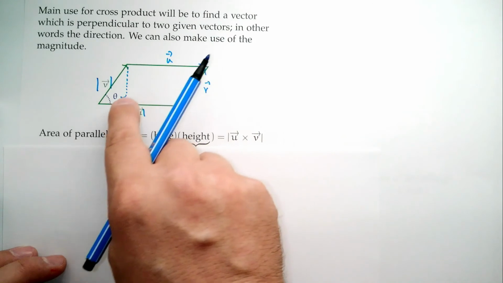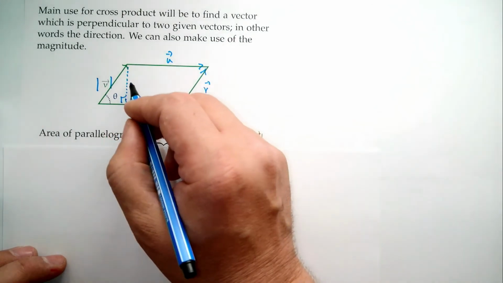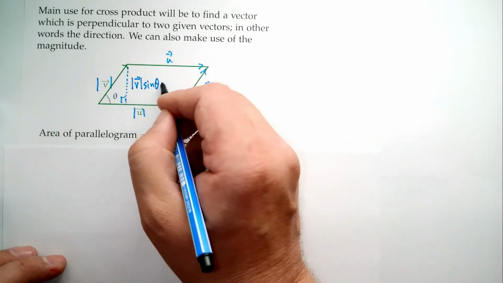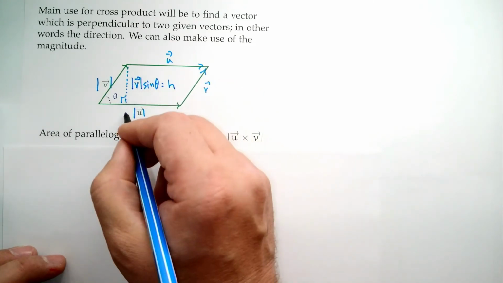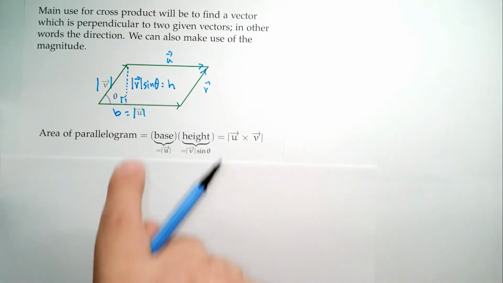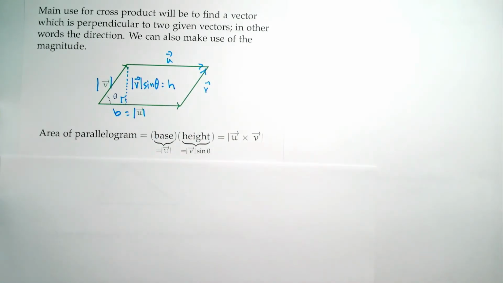So what relates the opposite side and the hypotenuse in a right triangle? Sine. And in particular, the length of the opposite side is the length of the hypotenuse times the sine of theta. So this is your height. The magnitude of u is your base. So the area is going to be base times height: magnitude of u times magnitude of v sine theta. Well, magnitude of u, magnitude of v sine theta, that is the magnitude of the cross product. That's the magnitude of u cross v.